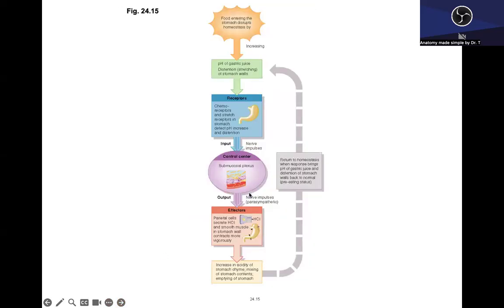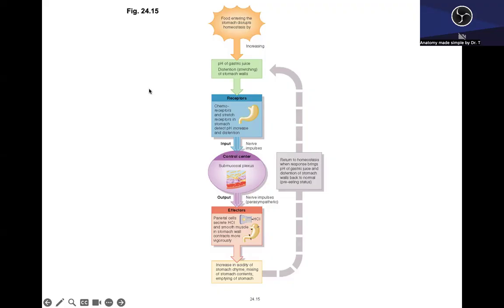I like this diagram, which really nicely puts into perspective what is happening. Food which enters the stomach disrupts the homeostasis. In this case, we can say homeostasis was that the stomach was empty for the last 8, 9, 10 hours. Overnight, we don't eat. We don't necessarily eat upon waking up. And of course, the stomach has shrunk to its smallest size.